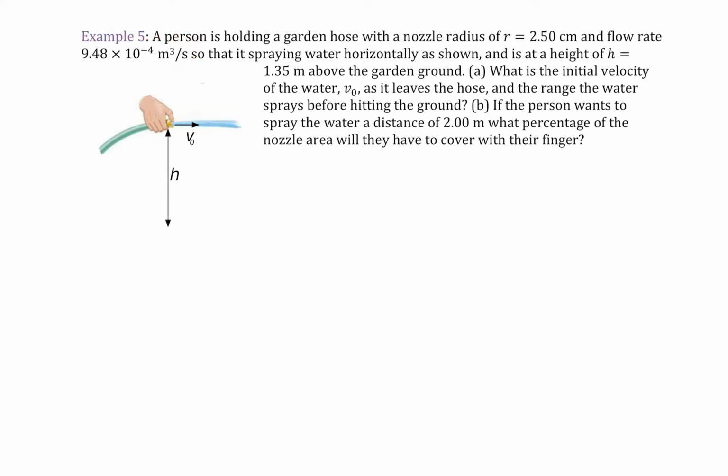So the initial velocity is entirely horizontal. It's at a height of 1.35 meters above the ground. What is the initial velocity of the water as it leaves the hose, and the range of the spray before hitting the ground? Well, let's see. We're given the flow rate. Flow rate is velocity times area. So that means if I want to find velocity, I simply take flow rate and divide it by area. All I do is take the given flow rate and divide it by the cross-sectional area, considering the radius that I was given, and assuming it's a circle.